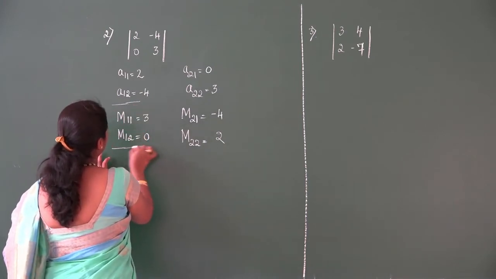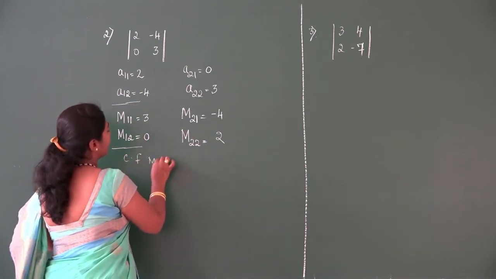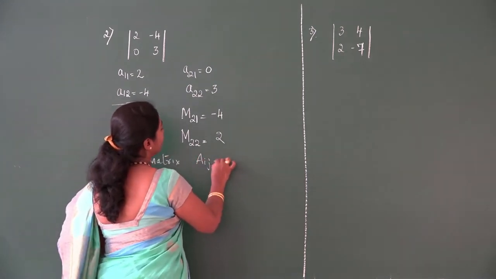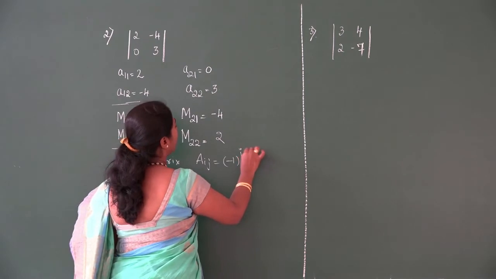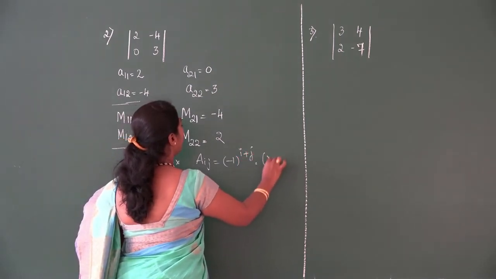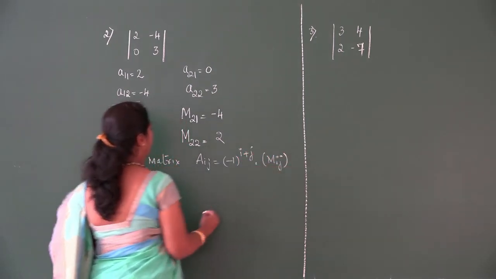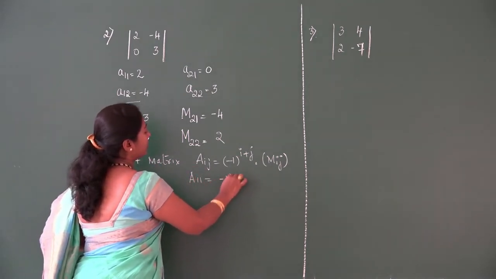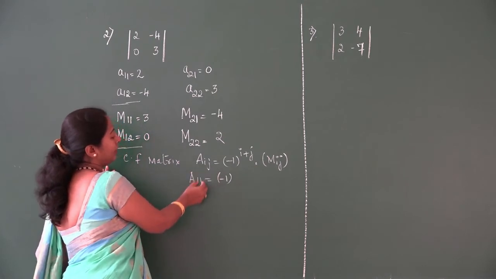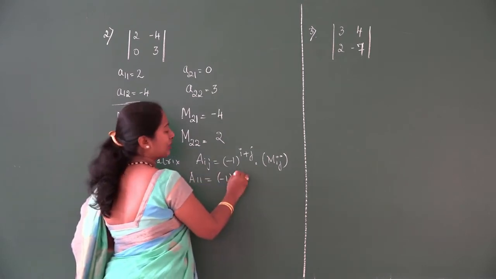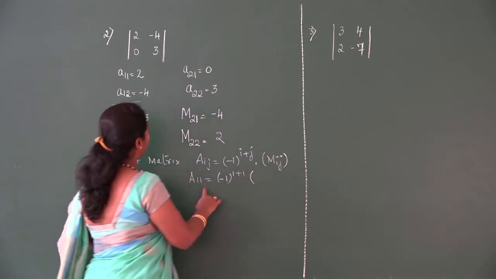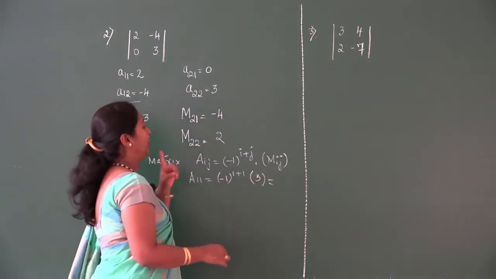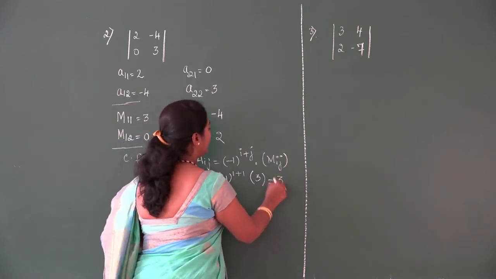Moving on to the third part. Cofactor matrix. Cofactor matrix is given by A of ij is equal to minus 1 to the power i plus j into Mij. So, with regards to this problem, what is A11, minus 1 to the power, what is ij here? 1 and 1. So, i plus j will sum up to 1 plus 1 into what is M11? That is nothing but 3. Minus 1 whole square will be 1. 1 into 3 will be 3 again.